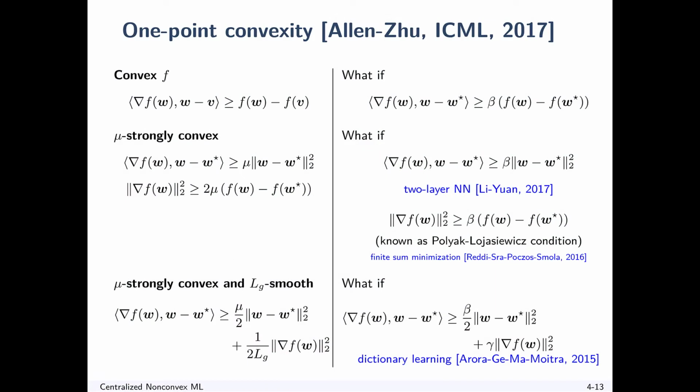And these are just some references showing that for their specific problems, at least, those inequalities hold. So for a two-layer neural network, for instance, under some conditions, I guess here you should have ReLU activations and some other conditions on the data, then you can show that this would be satisfied. And that's it, okay?